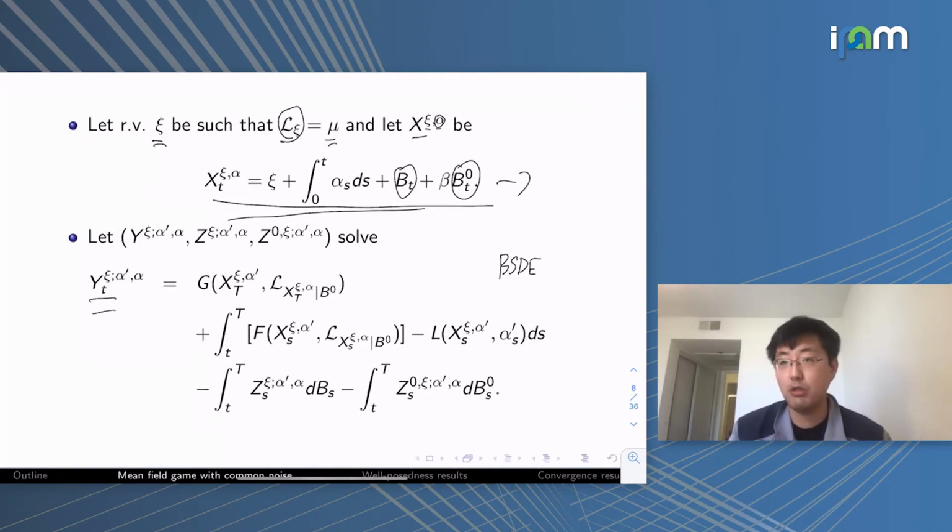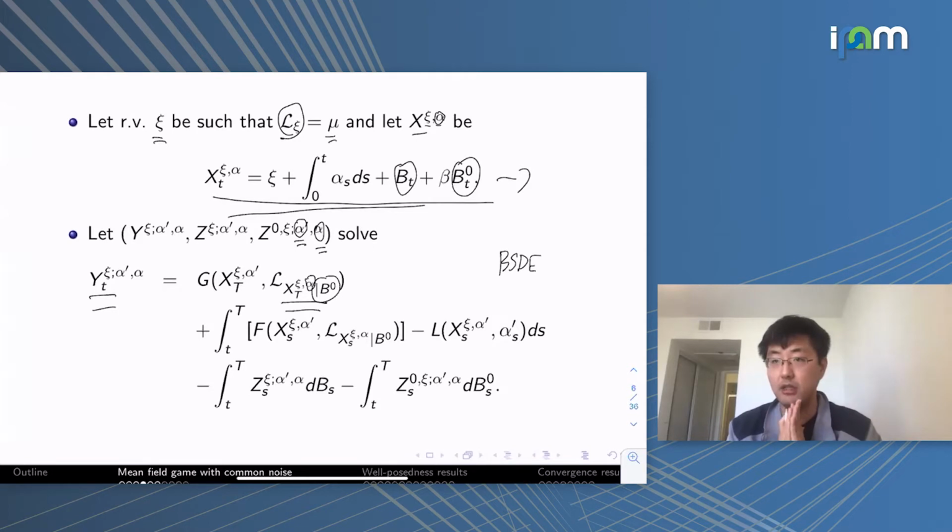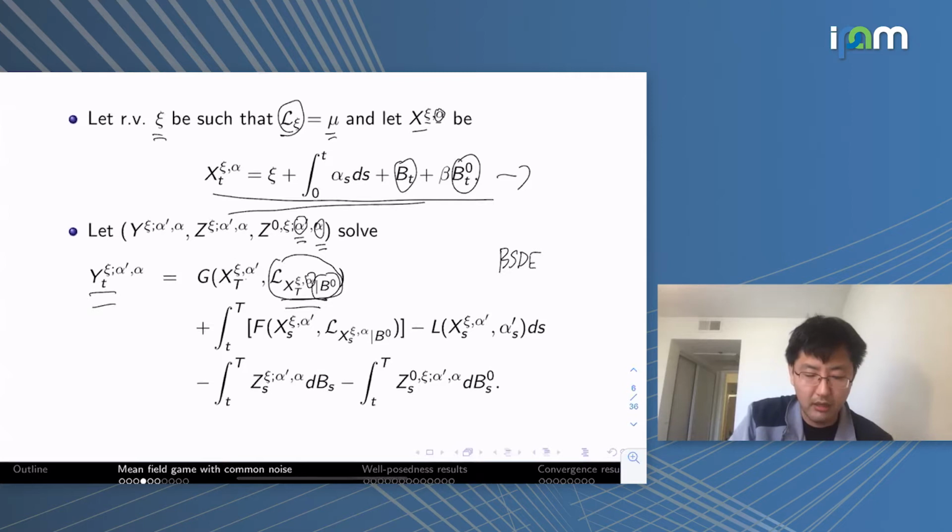Here, I want to say that we have two controls. This alpha here is the control for the population, and this alpha prime is the control for the individual player. At the beginning, we fix the control for the population. So you see here is alpha, conditional on the common noise. This is a random variable with respect to the filtration generated by the common noise. And also here is the individual control.